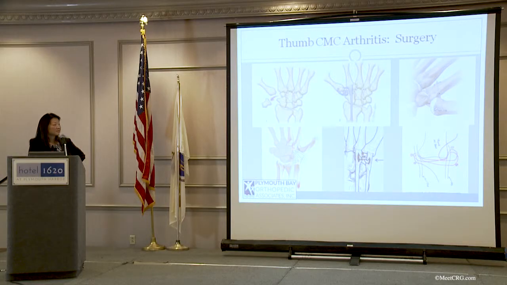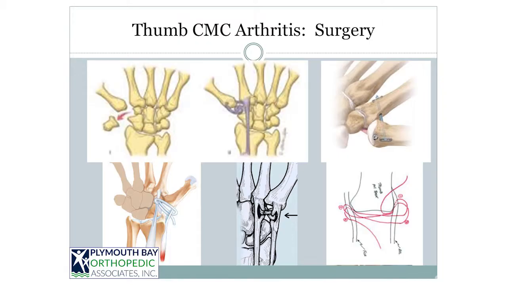You can also do different sling suspensions using part of the FCR tendon, the APL tendon. There's this new tightrope to try to hold that metacarpal base up. And what I do is actually a suture sling fixation. So it's similar to these slings, but it uses a suture here.